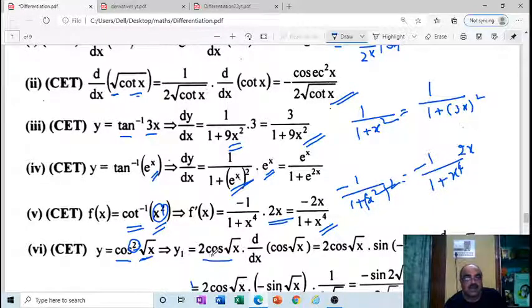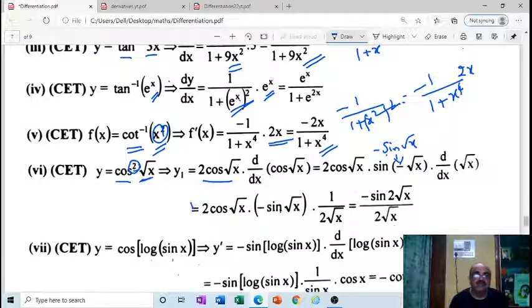Okay. Now cos differentiation. What is the differentiation of cos? Minus sine root x. So we got 2 cos root x into minus sine root x. Now last thing, root x differentiation. What is root x differentiation, friends? 1 by 2 root x.